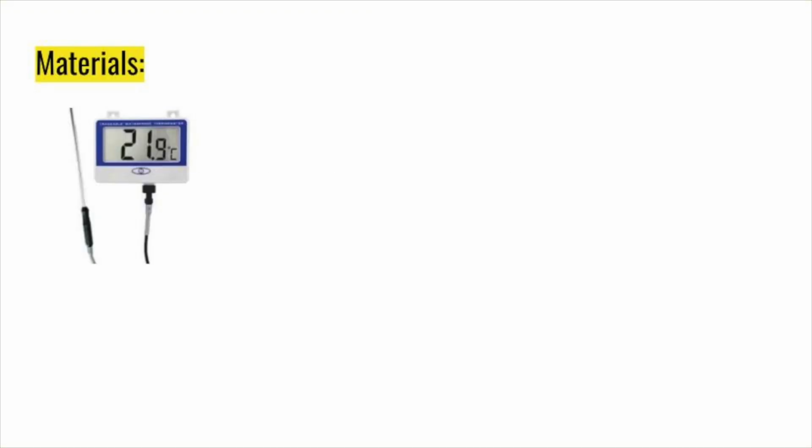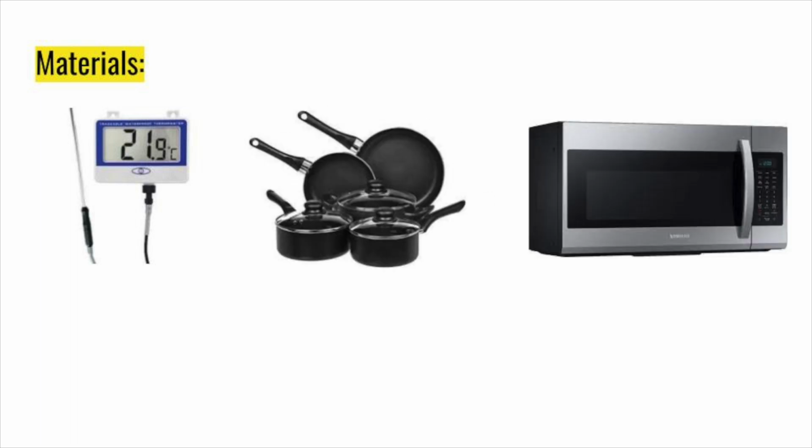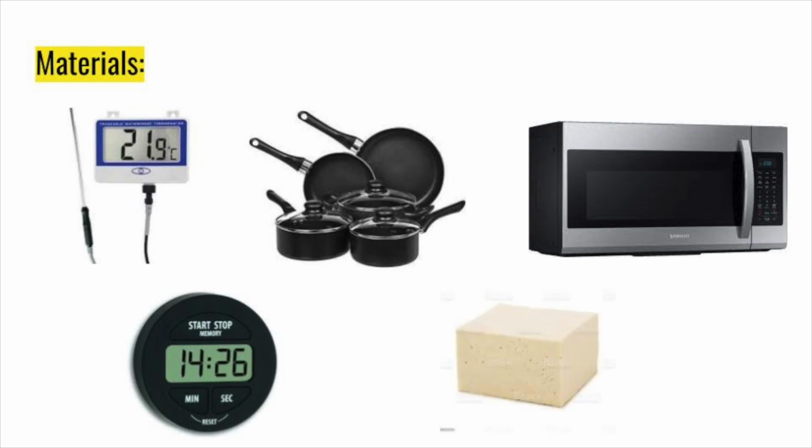For this experiment, we needed a few pieces of equipment. We needed a thermometer, a set of pots and pans, a working microwave, a stopwatch, and of course, a block of tofu. Additionally, you can't forget water, something to heat the pots and pans, such as a stove or a hot plate, and paper towel to place the tofu on in the microwave.